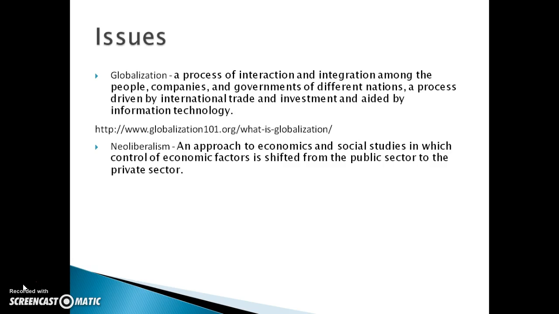Neoliberalism. Was this like the liberalism and the conservatism of politics? Interestingly, with economics, it's the opposite. When you talk about liberal economic policy and conservative economic policy, it's an approach to economics and social studies in which control of economic factors is shifted from the public sector to the private sector.